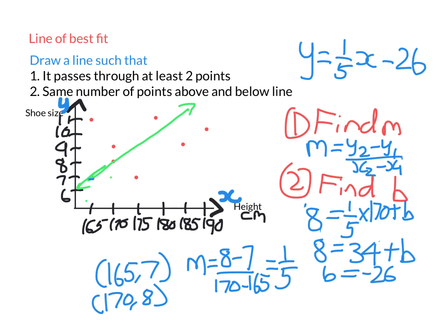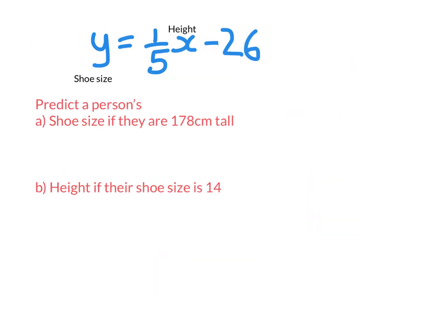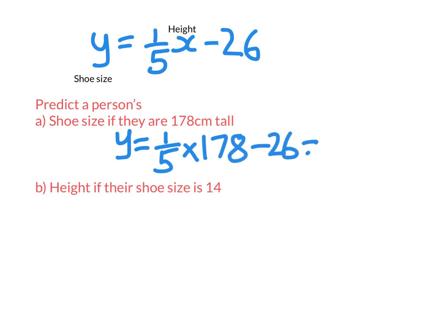Now let's look at using this equation. The reason we might calculate the line of best fit is it allows us to make predictions. So this was our equation from the previous slide where x is height and y is shoe size. We can use this equation based on our data to predict, say, a person's shoe size if they're 178 centimeters tall. All I need to do is substitute height for x. So here the shoe size would be y equals 1 over 5 times 178 minus 26. Putting that straight on our calculator, we get about 9.6. So we'd expect this person's shoe size to be about 9.6.